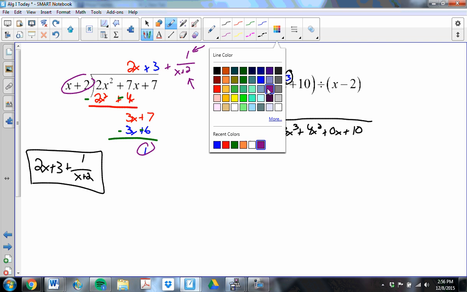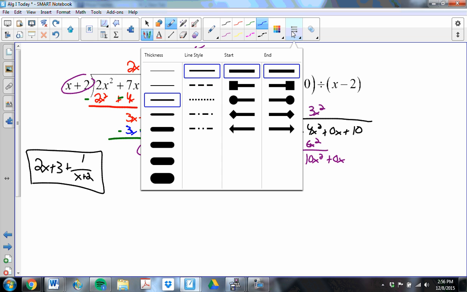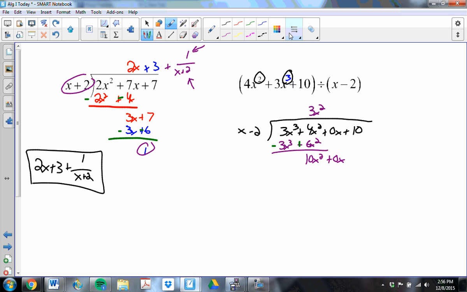Let's start with purple. X goes into 3x to the third, 3x squared times, because 3x squared times x is 3x to the third. 3x squared times negative 2 is negative 6x squared. I subtract these, so that becomes a minus and this becomes a plus. And I get 10x squared. I drop down to 0x. X goes into 10x squared, 10x times. So 10x times x is 10x squared. 10x times negative 2 is negative 20x.